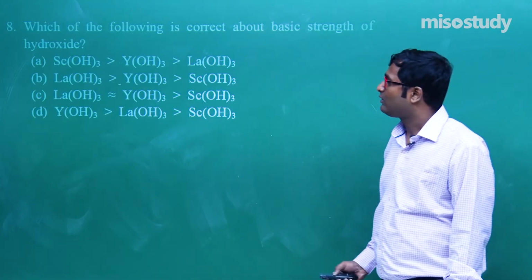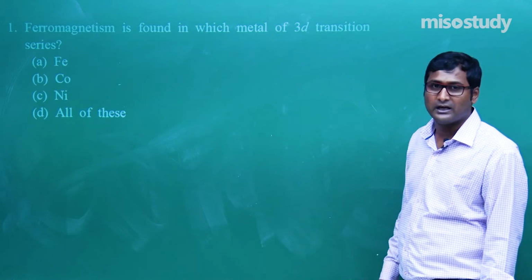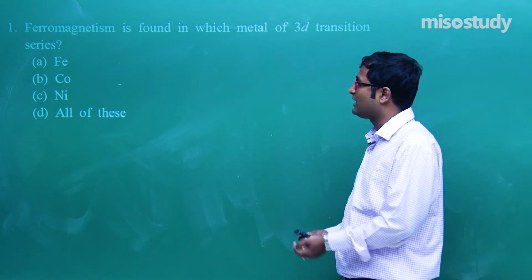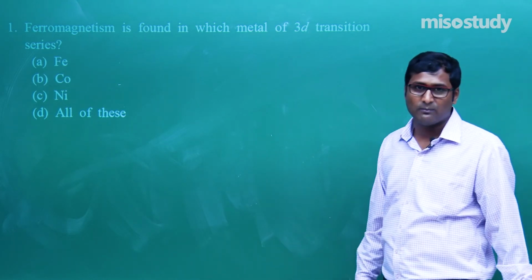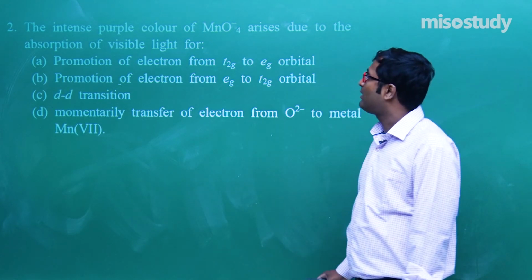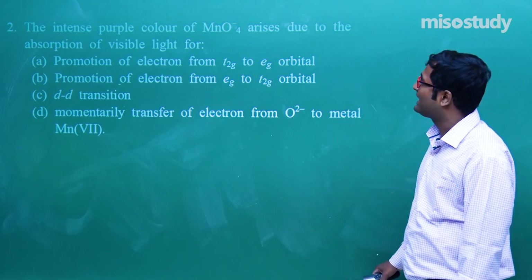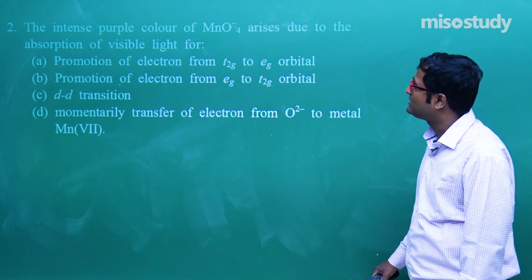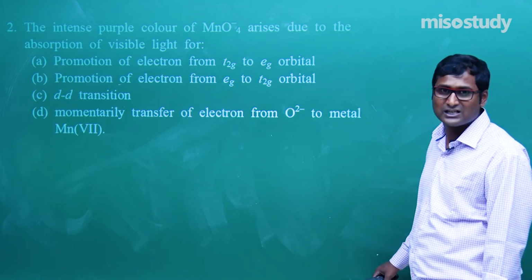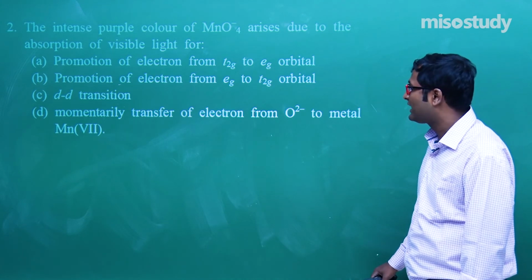Now review the section. Now check out the questions again. For question number 1, what is the option? D is the option. Fe, Co and Ni all are ferromagnetic in nature. For question number 2, the intense purple color of MnO4 minus arises due to the absorption of visible light. In this case, as we know, there is no d-d transition, it is charge transfer. So D is the correct option.